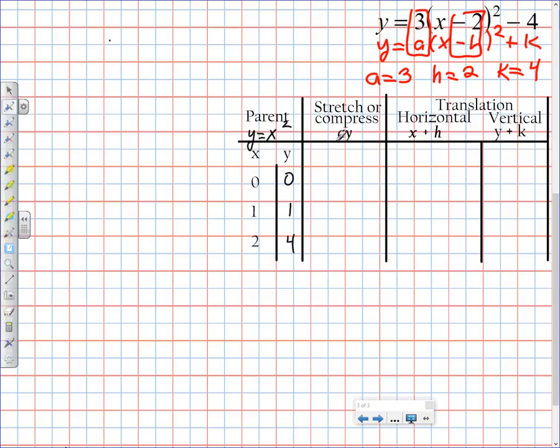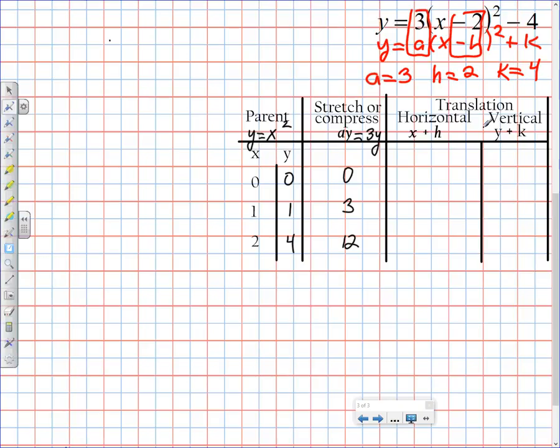Now I'm going to stretch what I have. The stretch formula is a times y. In this case, a is 3, so it's 3y. That means 3 times y. So y is 0, 3 times 0 will give you 0. Y is 1, 3 times 1 will give you 3. And y is 4, 3 times 4 will give you 12.